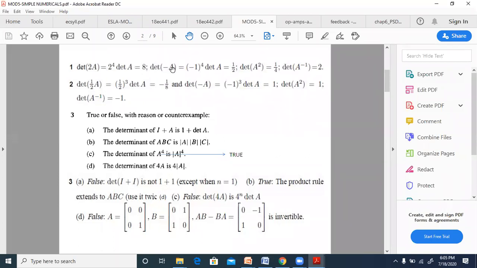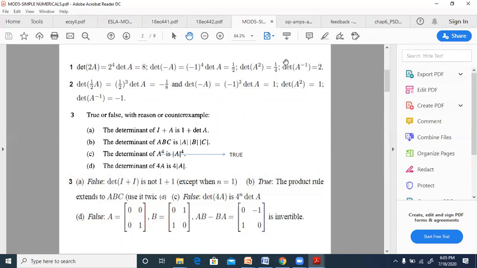Then determinant of minus A will be equal to minus 1 to the power n. N is 4 again, multiplied by determinant of A. Minus 1 to the power 4 will be plus 1 only, because it is an even power, and determinant of A is half, and therefore it will be half.